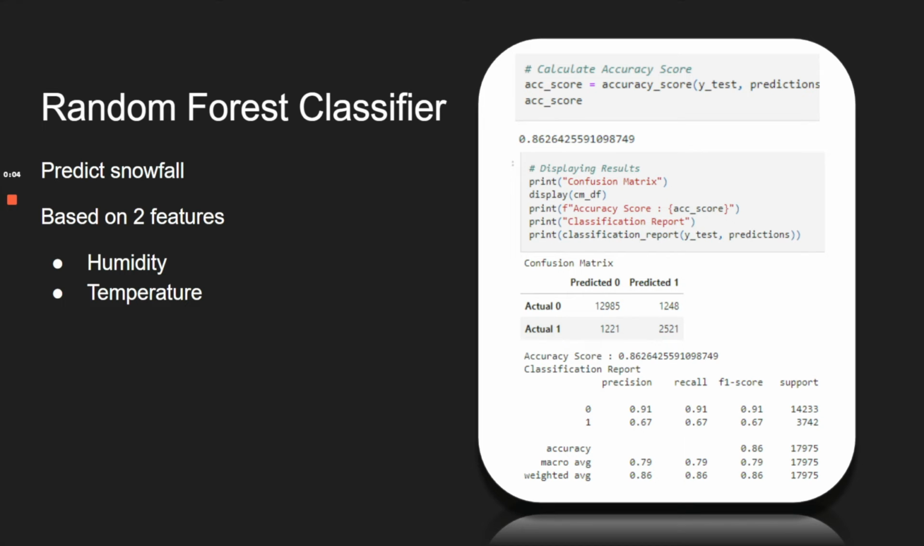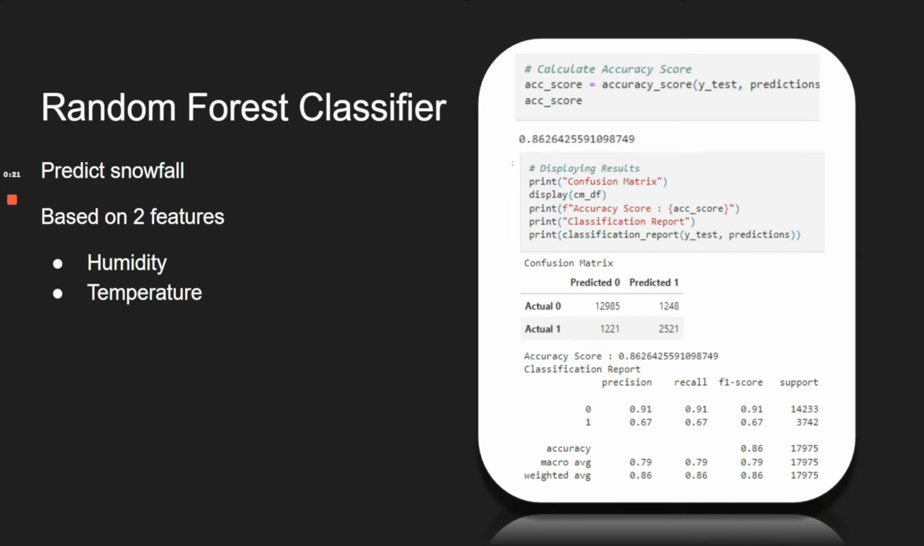For our first instance of machine learning, we decided to go the route of using random forests to try and predict whether it would snow or not. We decided to use only humidity and temperature for this model, while also changing the snowfall columns into zeros and ones, with 1 being where it did snow and 0 where it didn't.